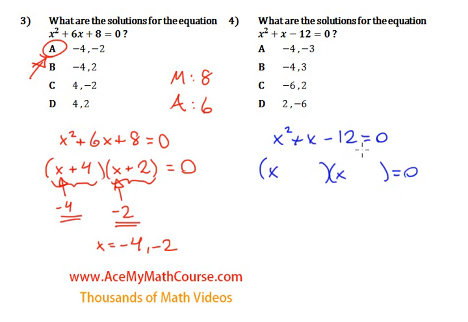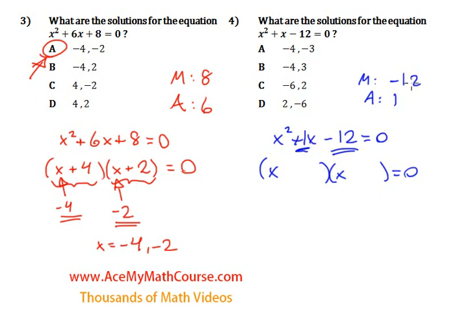Now we're looking for two numbers that multiply to negative 12 and add up to positive 1. Of course, there's an invisible 1 right there. Well, not that invisible now that I wrote it down.